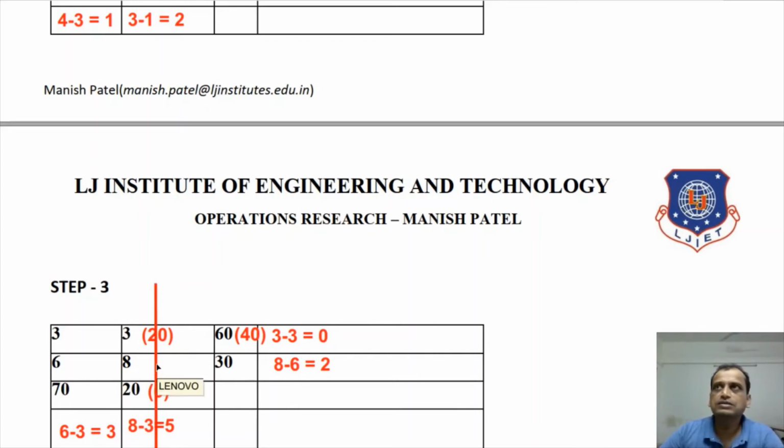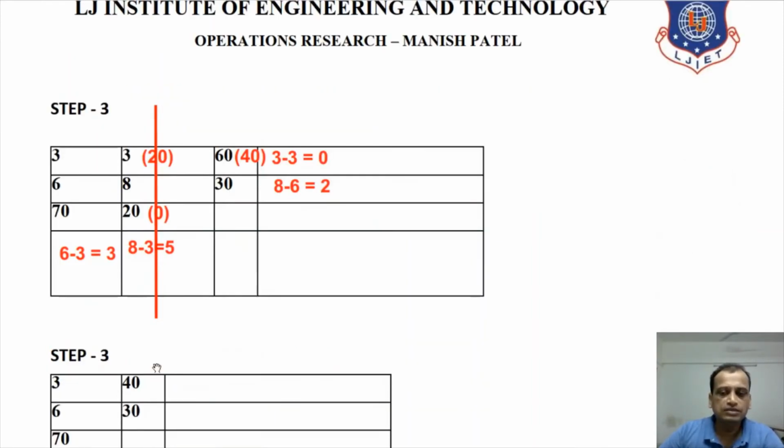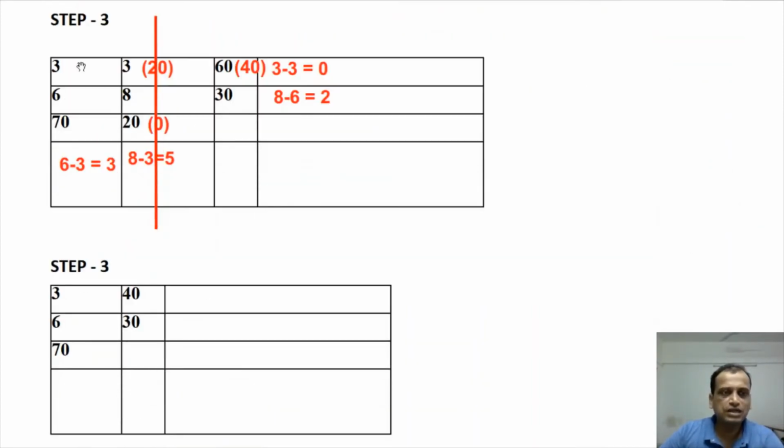The new one is, let's write down the new. So 3, 6, 70, 40 and 30. So this is the new matrix. Clear? Now you can easily see here that we can allocate 40 here, clear, and 30 here, right? So 40 plus 30 is equal to 70. Clear? The demand is fulfilled.